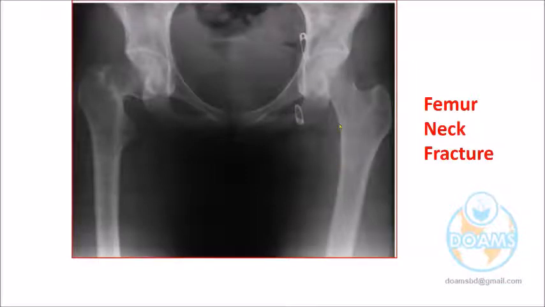Just to know, look at the line. It is called Shenton line. Normally, it will be intact, smooth. But if you look at the right side, this Shenton line is not maintained, right? Yes, sir. It is broken. This is the diagnostic clue of neck of femur fracture. Well, you may not see the fracture line here in the neck area. You may identify shortening, but the great clue is the loss of integrity of the Shenton line.